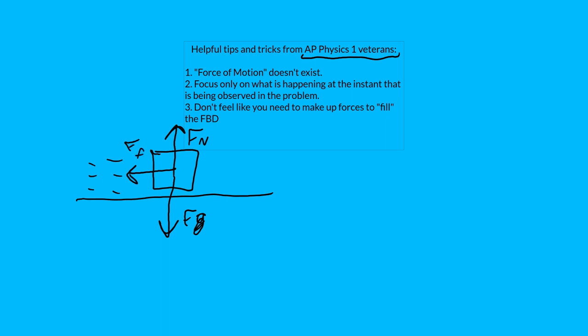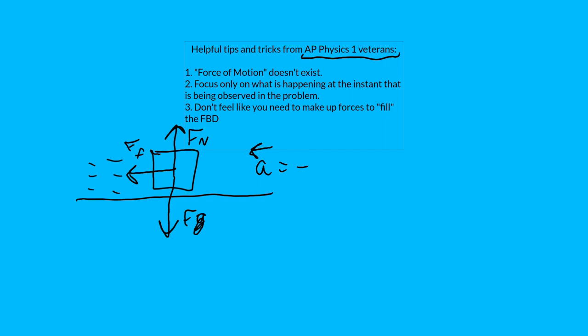A lot of times in this situation, students will attempt to break rule number 3, which is don't feel like you need to make up forces to fill the free body diagram, and they will want to draw some sort of force in the rightward direction because it's moving in the rightward direction. That is incorrect. There is no force on this object, even though it is moving to the right. There's no rightward force. All of the acceleration on this object is to the left due to the force of friction. So it has a negative acceleration. Be very, very careful of that.